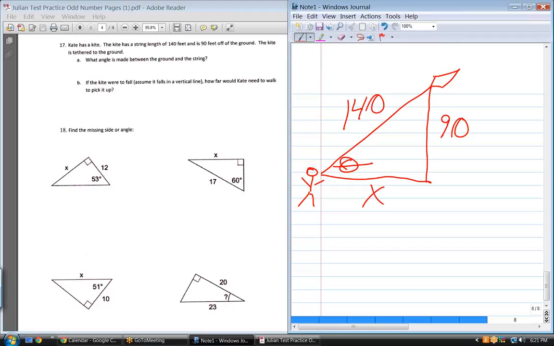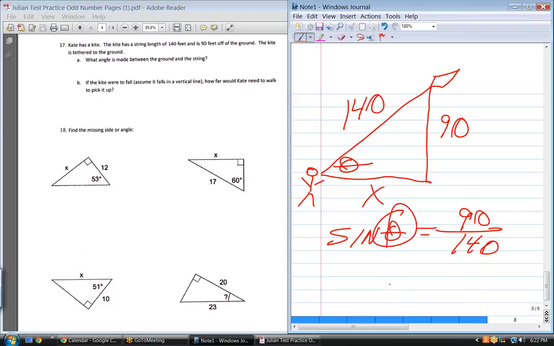Tangent? Tangent is TOA, which is opposite over adjacent. Whenever they talk adjacent, they mean the side that's adjacent that's not the hypotenuse. So it's sine. Sine is opposite over hypotenuse, and that's what we're looking at here. So I could say that the sine of theta equals 90 over 140.